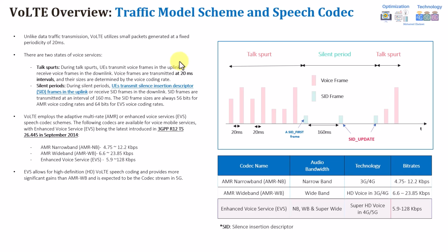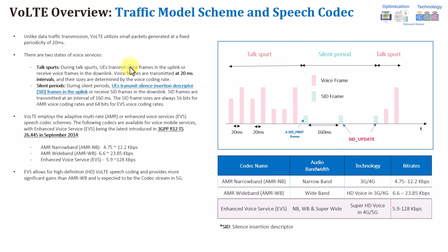Okay, this slide will be explaining the traffic model scheme in general and the speech codecs for VoLTE. First of all, I would like you to know that VoLTE is unlike data. Data, for example, is transmitted every 1 millisecond, while the speech or VoLTE packets are transmitted, as you can see here, every 20 milliseconds.